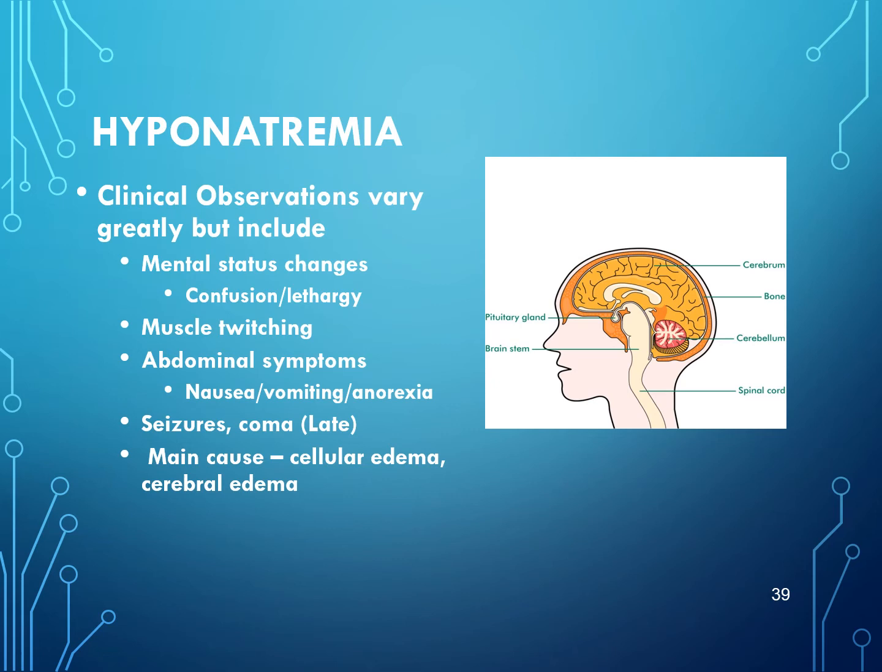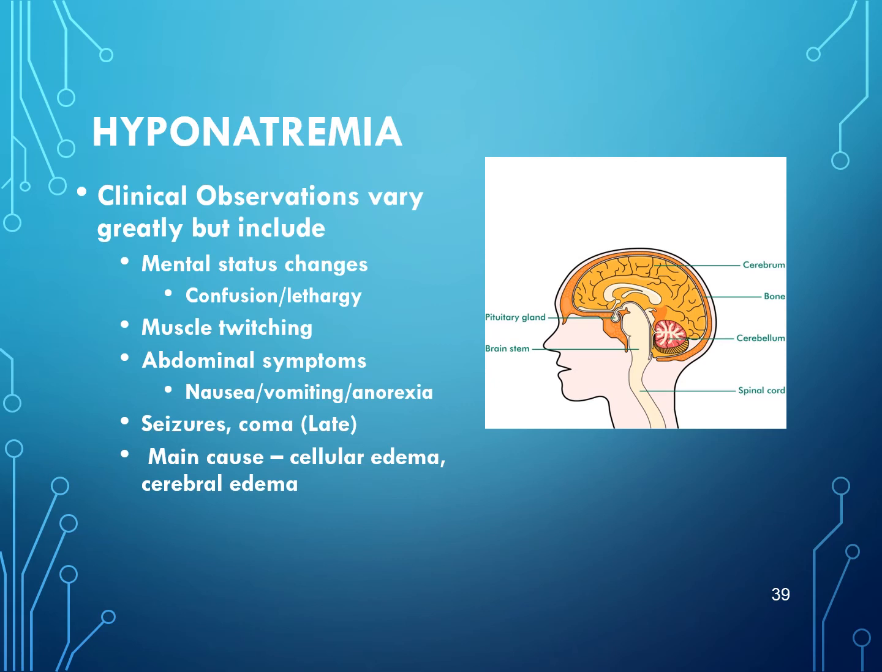Okay, hyponatremia. So the faster the sodium loss occurs, the more pronounced the signs and symptoms will be. Clinical observations vary greatly, but can include, remember, it's not limited just to this. Make sure you read up in the book and understand all of the different clinical observations. So we can see mental status changes, including confusion and lethargy, muscle twitching, abdominal symptoms, including nausea, vomiting, and anorexia, seizures, and coma as it progresses.